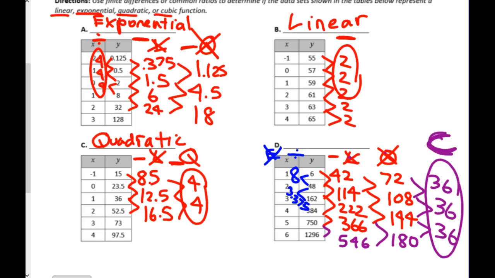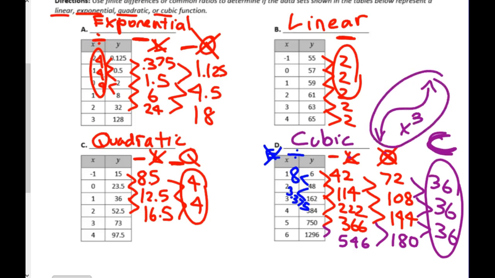Okay, so for letter D, write cubic. Remember, it looks like this. It has a third power on it. Okay, cool. Everyone's doing the notes, right? Okay, if you still need some of that, I'm going to freeze it on the side. We're going to move to the bottom.